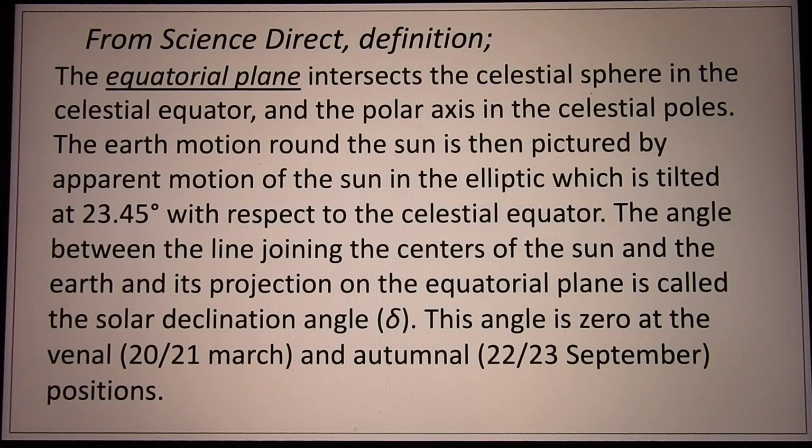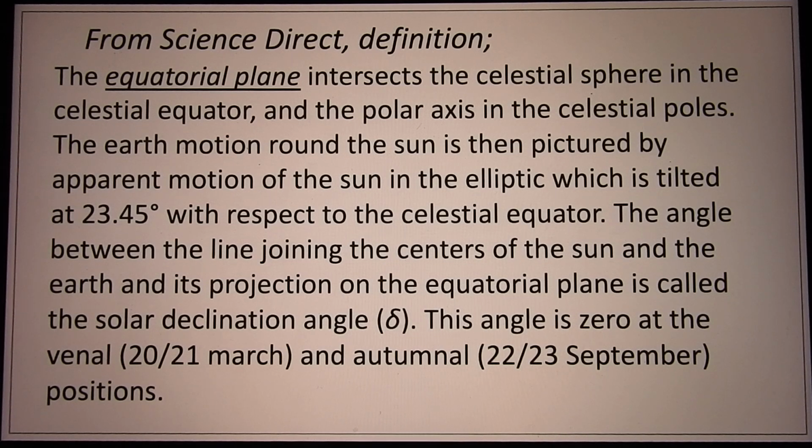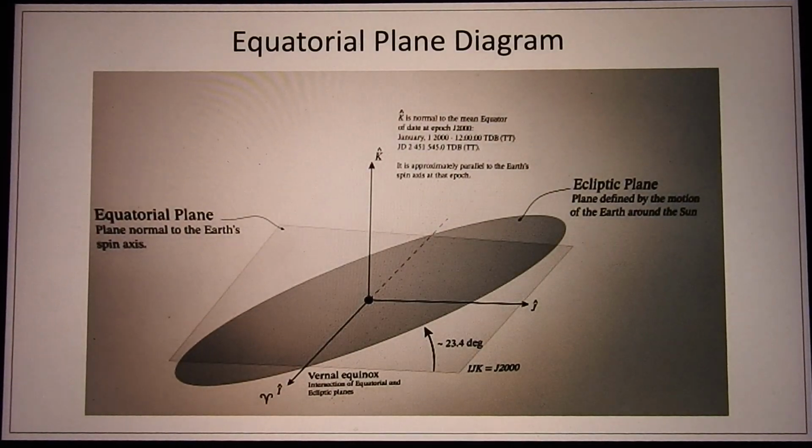We talk about that in my book, Sun and Earth, a Modern User Reference Guide. This angle is 0 at the vernal equinox, 21 March, and the autumnal equinox, 23 September. So again, there's no tilt. That's when the sun's at the equator, the only time in both hemispheres when the sun is at 90 degrees for the globe model.